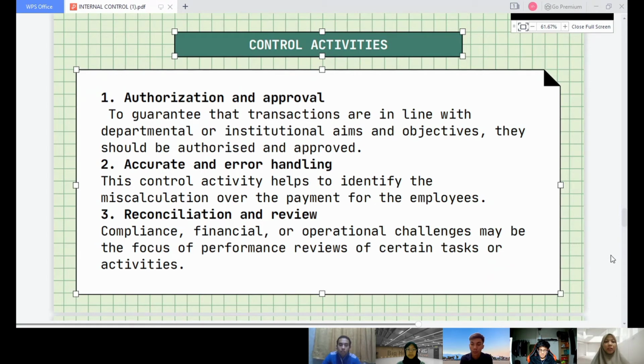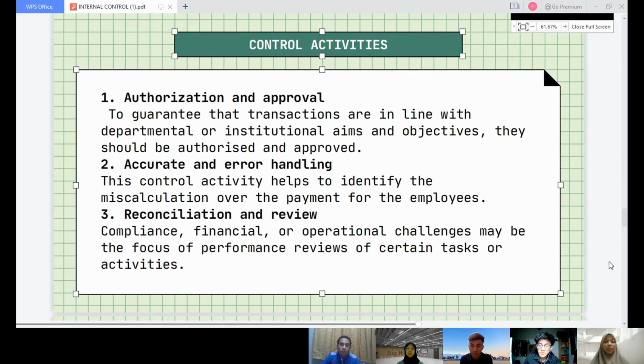The second control activity is accuracy and error handling. This control activity helps to identify miscalculation over the payment for the employees. Besides, it is very essential for the company to get accurate transactions to record in the financial statements. This control activity also detects errors that come at any stage of processing, so it is easy to report to the appropriate level of management.